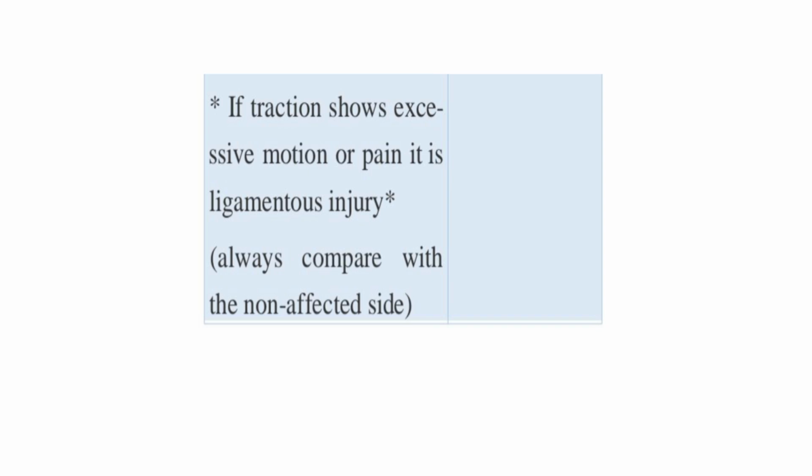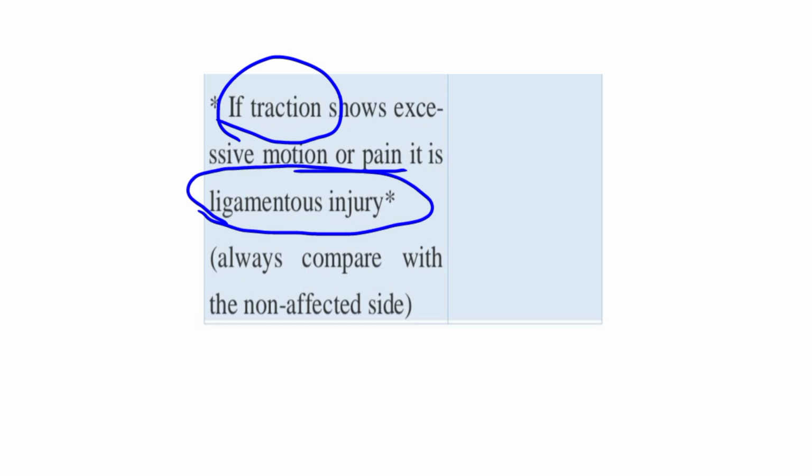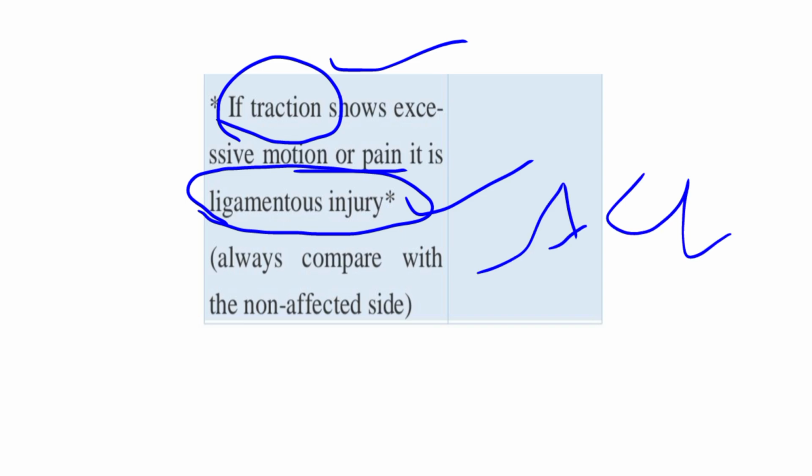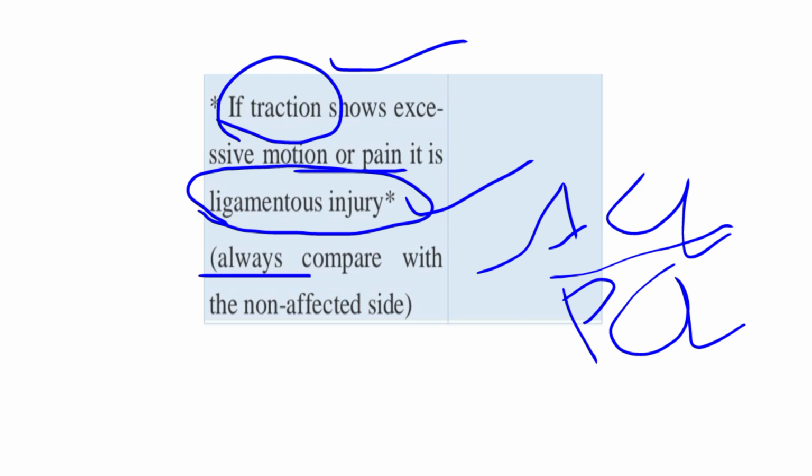When the physiotherapist does traction and the patient's joint motion is excessive or painful, this is a ligamentous injury. In compression, when there is pain, this is a meniscus tear. In case of traction, if the patient feels pain or has excessive motion, this is a ligamentous tear. The anterior cruciate and the posterior cruciate are the two knee ligaments. And always compare the test with the unaffected side.